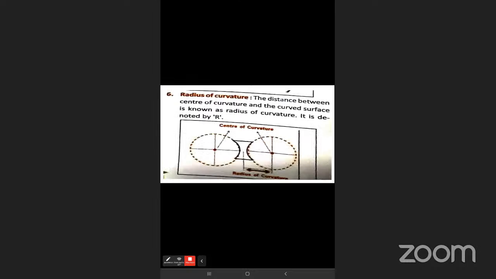And radius of curvature. The distance between the center of curvature and the curved surface is known as radius of curvature. Or else we can say that it is the distance between the pole and the center of curvature. Here, this is the pole, and this is the center of curvature. It is denoted by capital R.